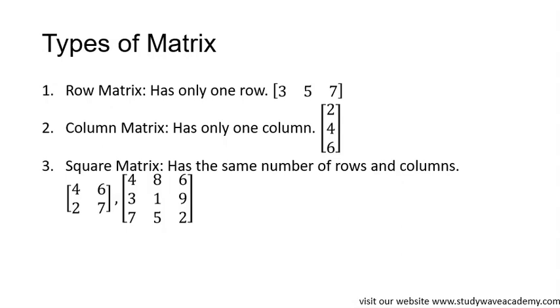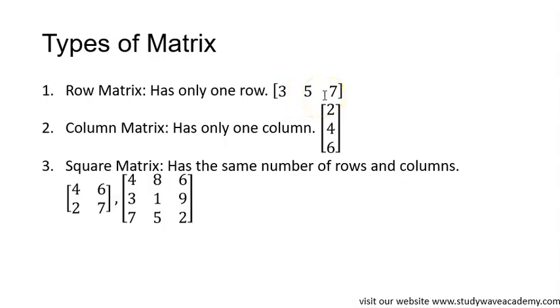So now I'm going to explain further using the types of matrix, okay? Today, the types of matrix we're going to be looking at are the row matrix, column matrix, and square matrix. Okay, the row matrix has only one row. This is called the row. And one type of the matrix is the row matrix, a matrix with only one row, which is this.